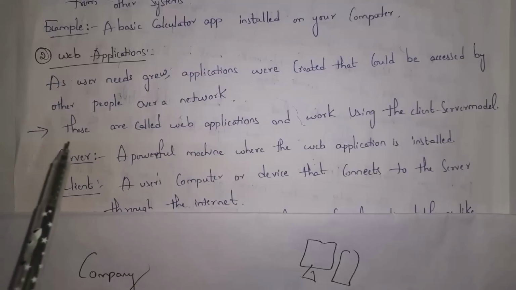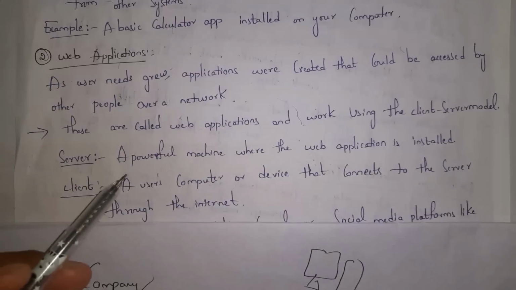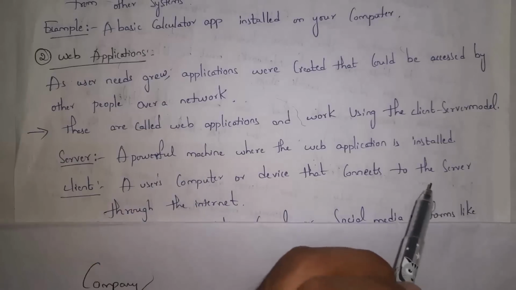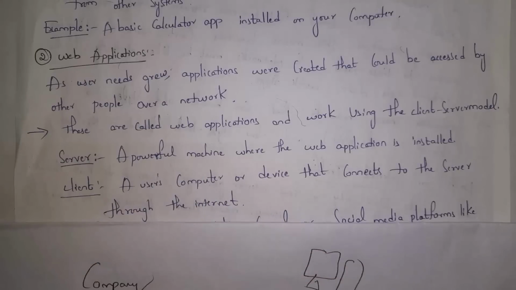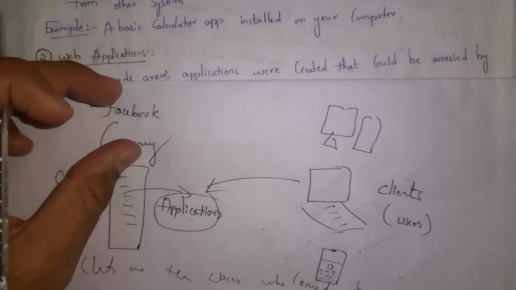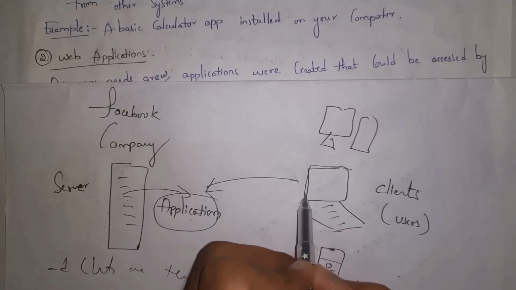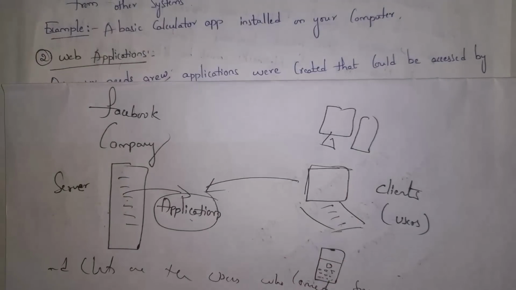So a server is a powerful machine where the web application is installed and clients are the users who connect to the server by using their devices over the internet. One popular web application is Facebook. For example, Facebook is installed on the Facebook company server and many users will use Facebook by using the internet from their devices.